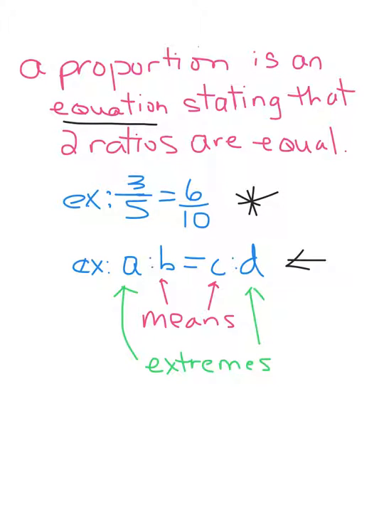Our means are our inside terms, and our extremes are our outside terms. It will be the same thing when we're looking at it in fraction form. So our extremes, again, we would say 3 and 10 are our extremes. They would be on the outside if we were to write those fractions in our horizontal method. And our means would be the other two. Then they would be the 6 and 5. They would be our inside terms.